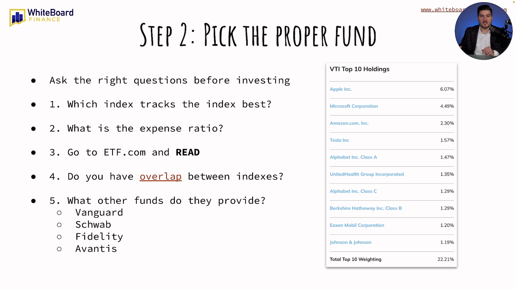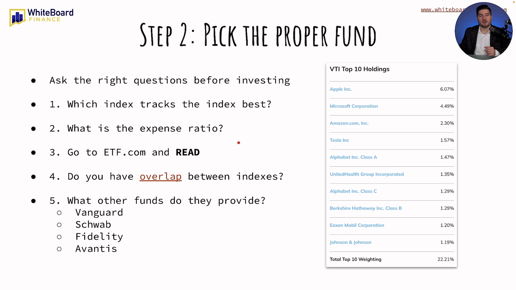So step number two is picking the proper fund. There's different types of large cap, different types of international, different types of small cap, for example. So you need to ask the right questions before investing in an index fund. Number one is, which index fund tracks the index you're trying to track best? Okay, there's different types. What is the expense ratio?